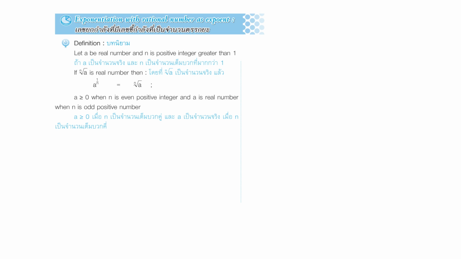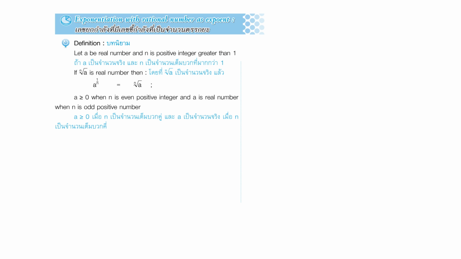Page 134. Exponentiation with a rational number as exponent. Definition. Let a be a real number and n is a positive integer greater than 1. If the n-th root of a is a real number, then a to the power of 1 over n equals the n-th root of a.